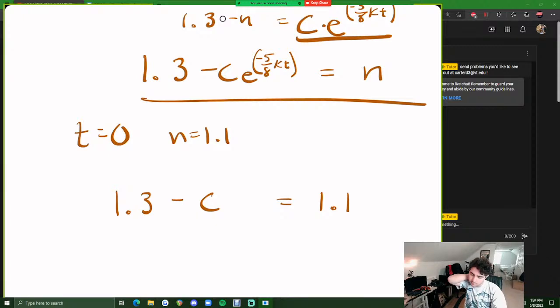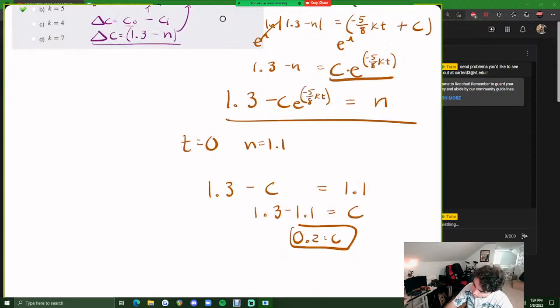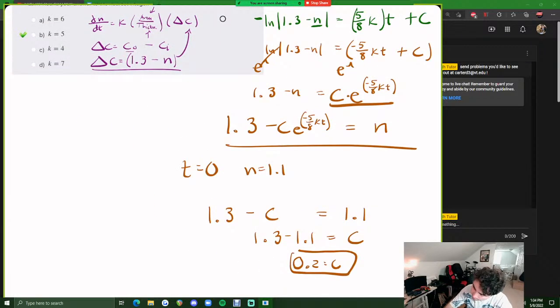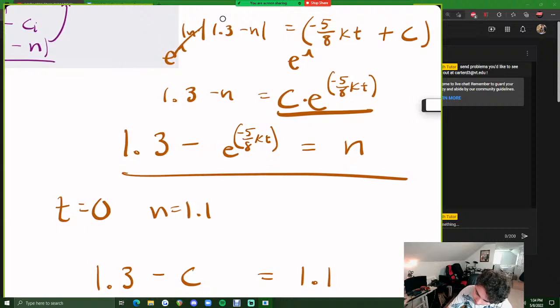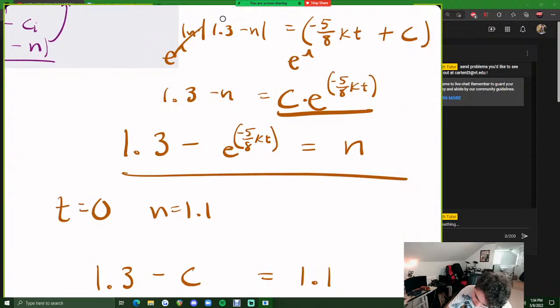You could think about it as, if we did 1.3 minus something, what would give us 1.1? Or you could just perform the actual subtraction here. So flip-flopping these, subtracting the 1.1 to the left, adding the c to the right, we get c is 0.2. So we can plug that back up here in place of the c. In place of the c, we have 0.2.